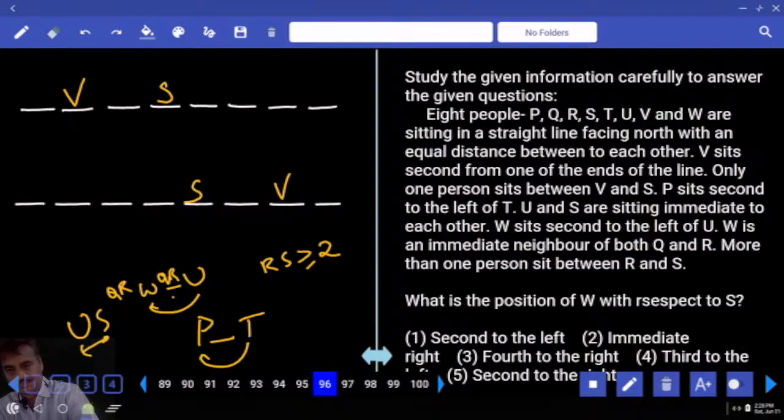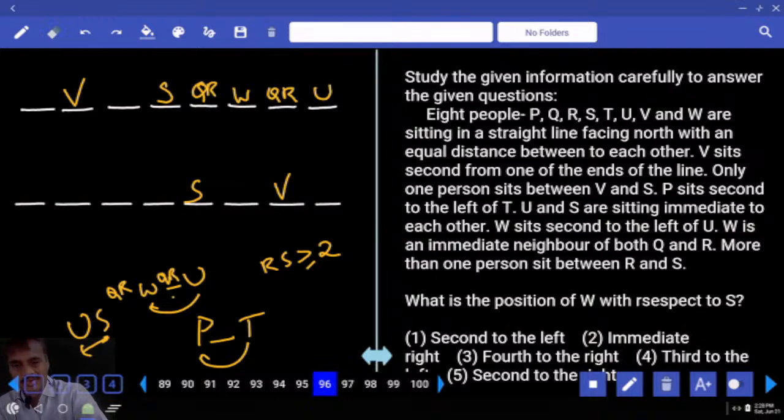Let's start. Now Q and R, W. Can you take Q and R at this place? Then R and W not possible. Then Q and R cannot be here. Then what is the only possibility we have? Q and R, then next one W, next Q and R, and next one will be U.